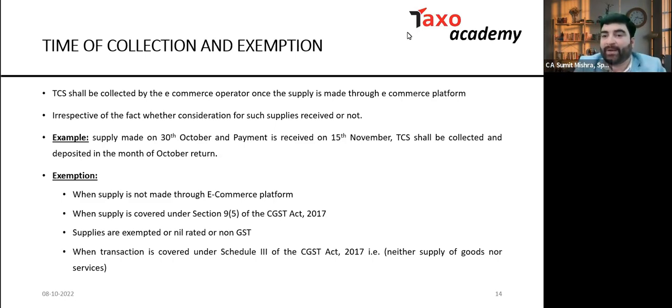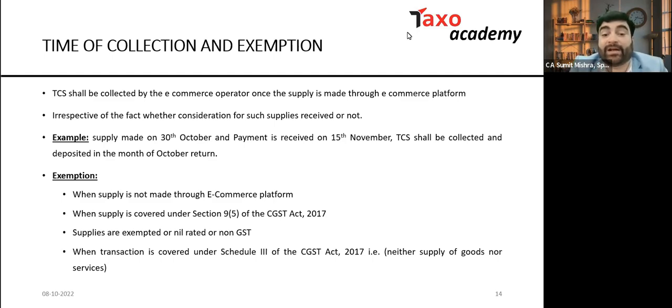So while making the payment to me, Ola is not supposed to collect TCS from me, because again, if Ola is collecting TCS and I am not supposed to pay tax liability, then how will I get the credit of that particular TCS component? So that's why the supplies covered under section 9(5) are not supposed to be covered under this provision of TCS.